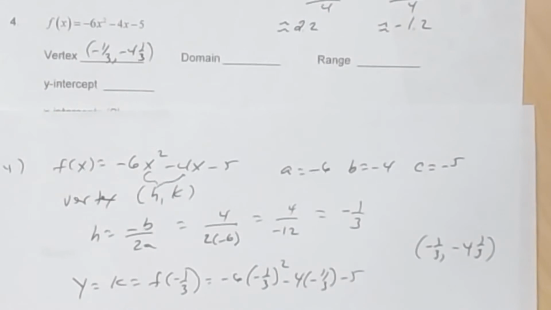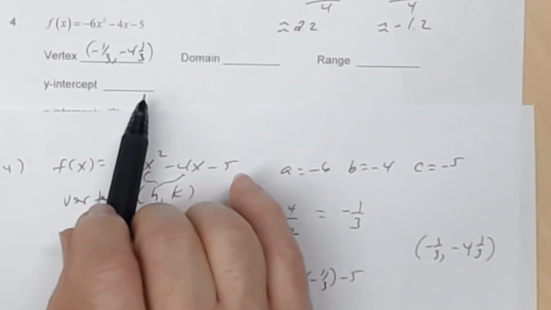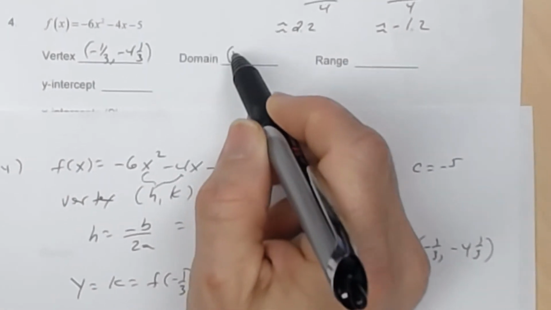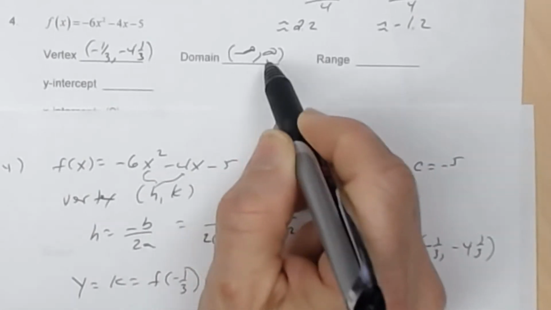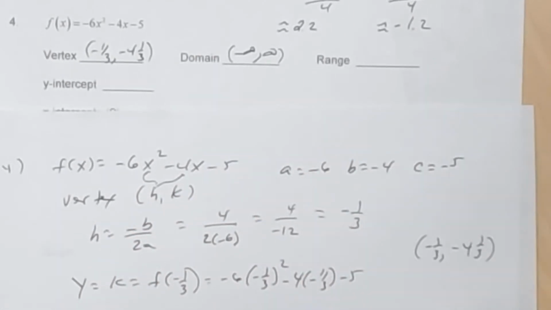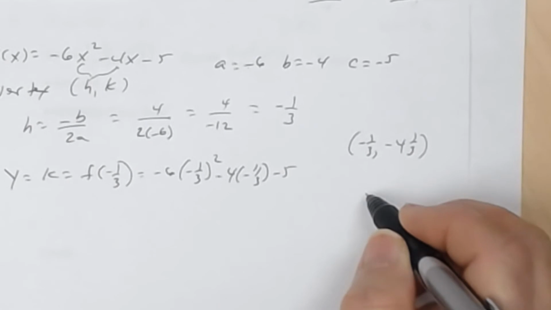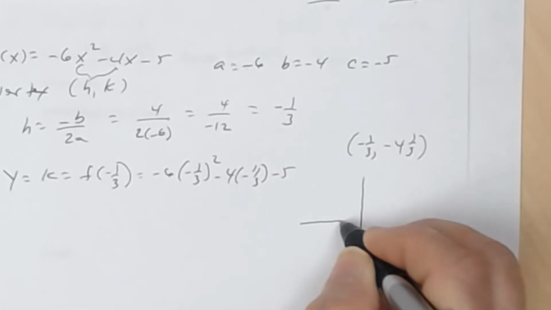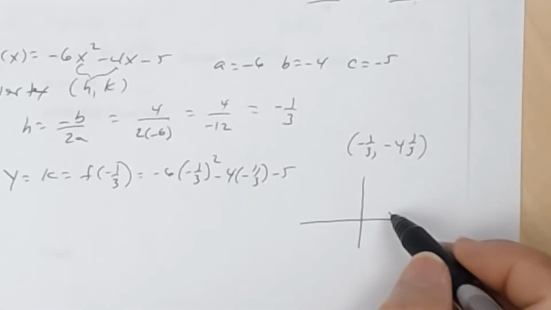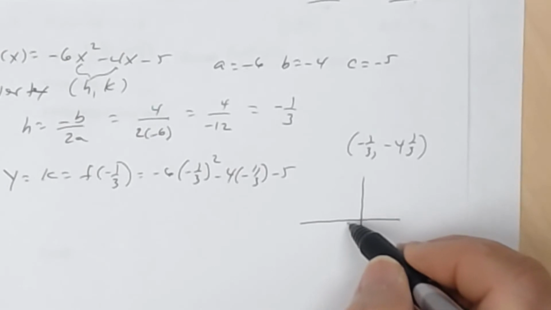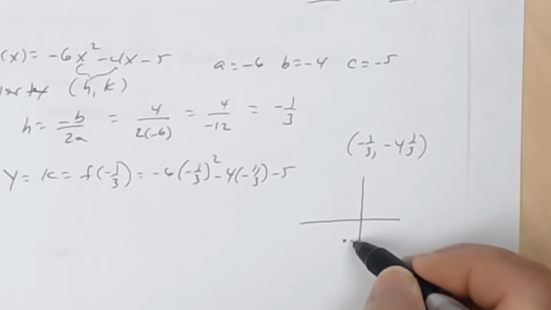All right, now the domain. Remember the domain, since this is quadratic, the domain is all real numbers: negative infinity to infinity, parentheses. Now let's talk about the range. First of all, let's think about where the vertex is located. So the vertex is negative 1/3, negative 4 1/3. So that's in the third quadrant.